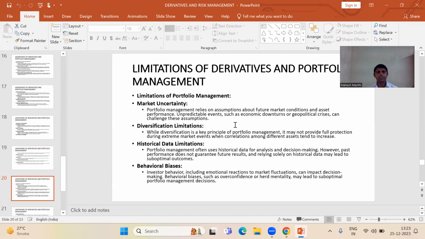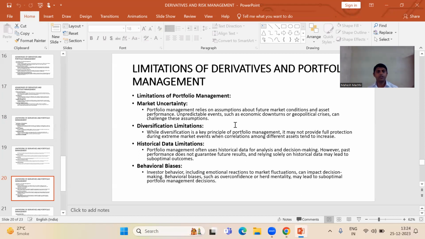Limitations of portfolio management. Market uncertainty. Portfolio management relies on assumptions about future market conditions and asset performance. Unpredictable events such as economic downturns or geopolitical crises can challenge these assumptions.